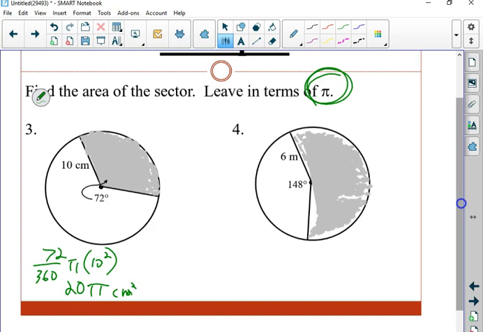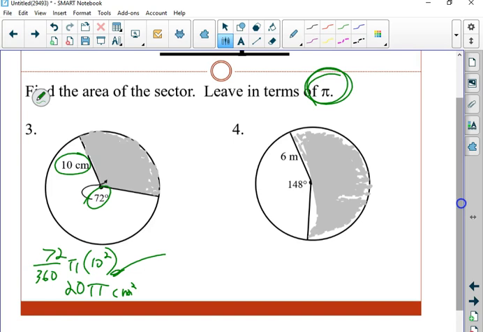That's all you do. You take the central angle, divide it by 360, square this number, multiply them, and if it says leave in terms of pi, just leave the pi symbol. If it did not say that, we would just take 20 times 3.14, which would be about 60 something. All right, number 4.